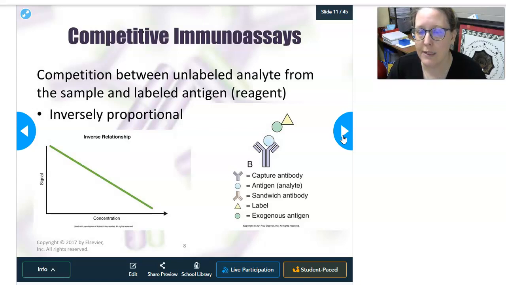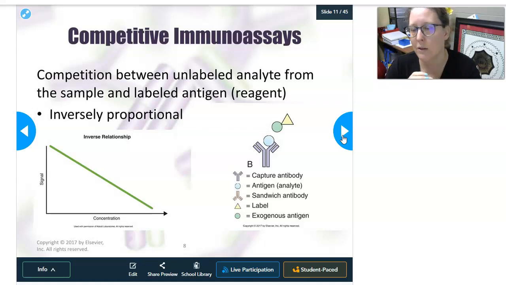Okay, and because they're both competing, some of the capture antibody is going to bind your sample analyte, and some of it is going to bind your labeled reagent analyte. In the end, the more of the B12 in our example there is in your sample, the less of the reagent's B12 can bind to the antibodies, and therefore the lower the signal is. So in this one, it's inversely proportional.